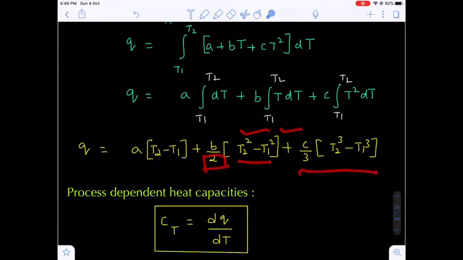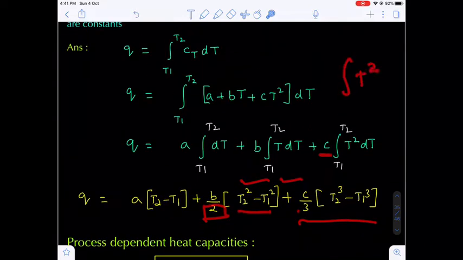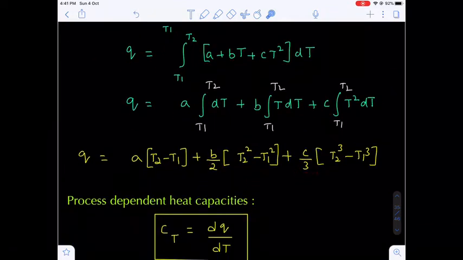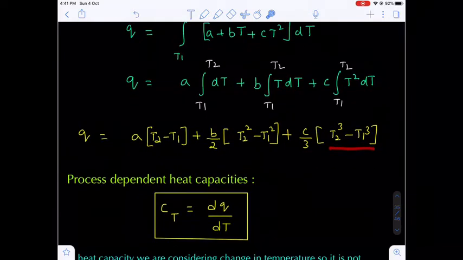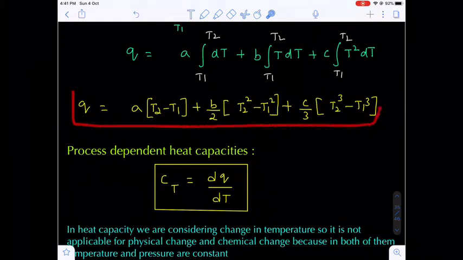Now the next integration. Here C is a constant, bring C outside. Here integral T square dT is T cube by 3, so bring the 3 outside, and you will get T cube, upper limit T2, lower limit T1, so T2 cube minus T1 cube. Are you getting my point? Now this will be the total heat of the system.